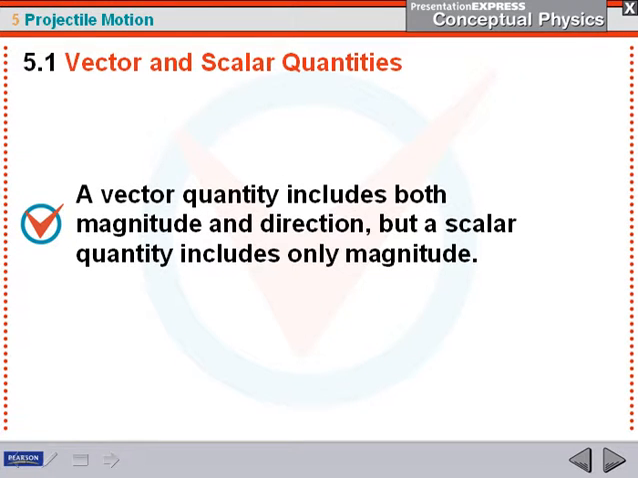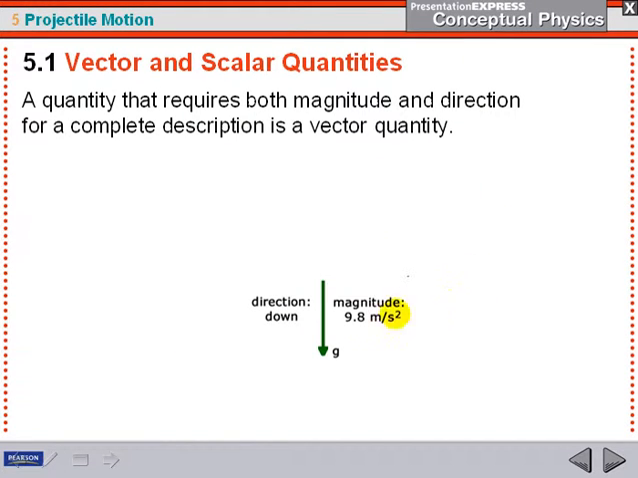So our first section is on vector and scalar quantities, and this is a review. We're going to remember that a vector quantity has both magnitude and direction. A scalar only has magnitude. So a quantity that has magnitude and direction we're going to call a vector, and here's our friend gravity right here, and I'm using the more accurate 9.8 meters per second squared, and I'm also showing its direction, down.